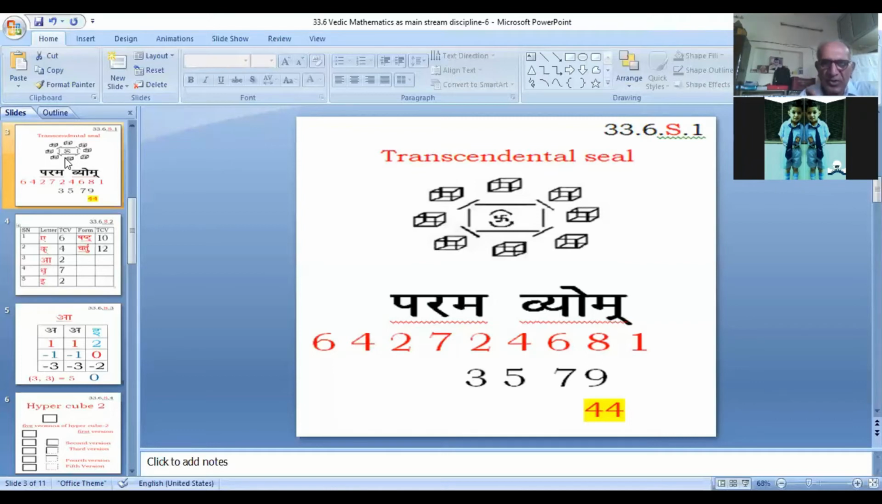So the transcendental seal has a specific role, and the explosion, Visfort, the unlocking of this seal, will amount to the Param Vyom, the transcendental space, being permitted to come into play. The Param Vyom is the formulation which is of TC value 44.